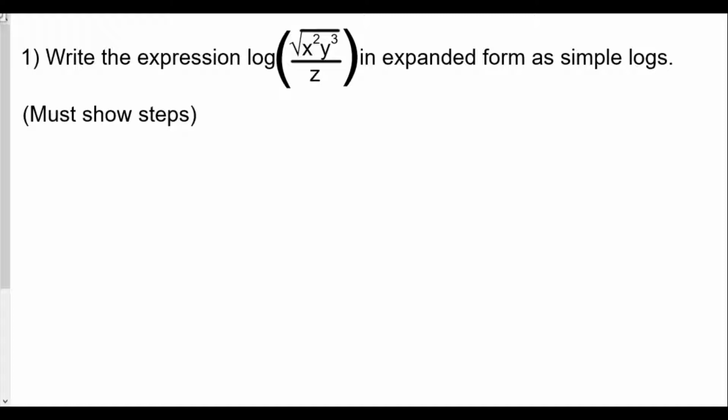Reviewing wise these. So our first question is: write the expression log of the square root of x squared y cubed over z in expanded form as simple logs.